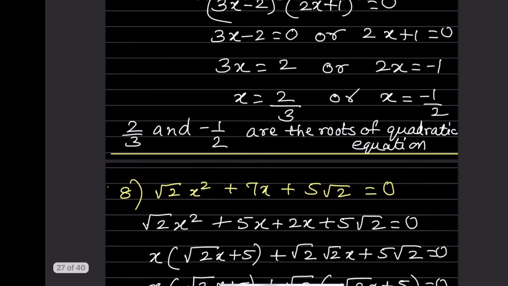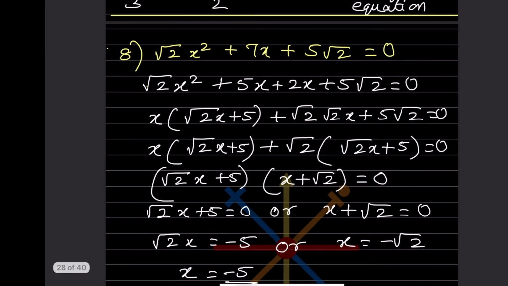So now we got the two values of it. So 2 by 3 and minus 1 by 2. So we can say 2 by 3 and minus 1 by 2 are the roots of the quadratic equation. Now look at this problem. There are roots in it. So how to do this one?